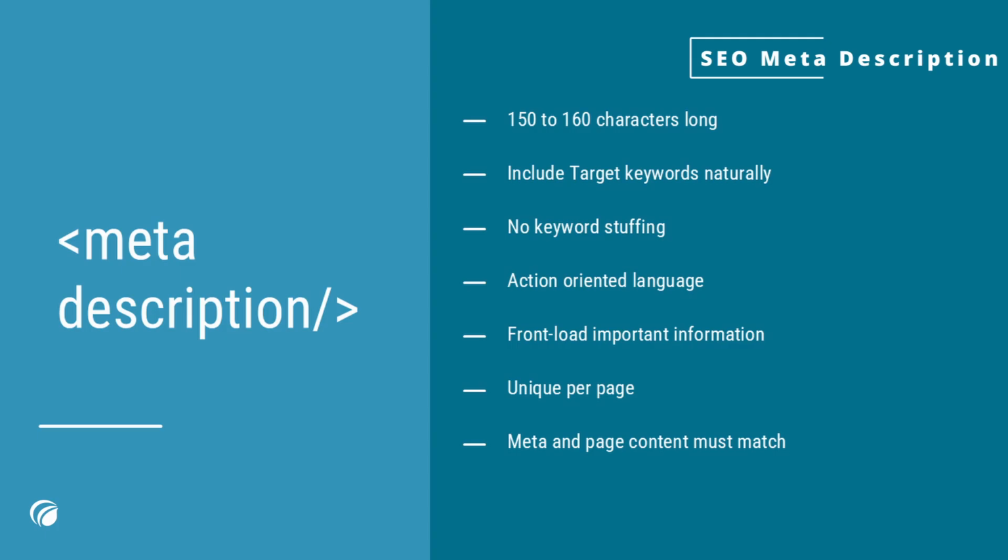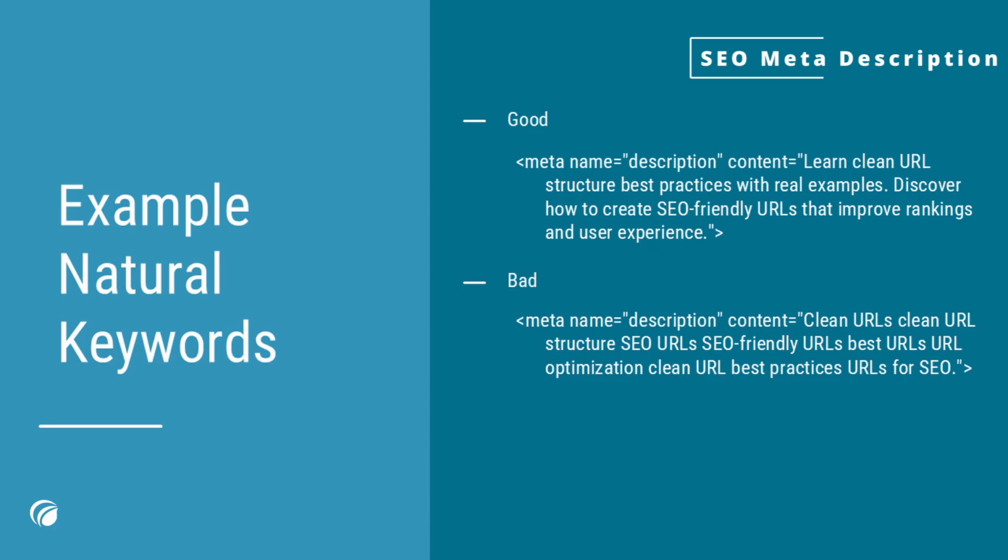Part of the rules for your titles of course applies here. So try to incorporate relevant keywords naturally into your meta description. When user searches, Google bolds matching keyword in the meta description, creating a psychological trigger that grabs your eye and signals relevance. So when looking at natural keywords, a good sample might be: learn clean URL structures best practice with real example. Discover how to create SEO-friendly URLs that improve ranking and user experience.